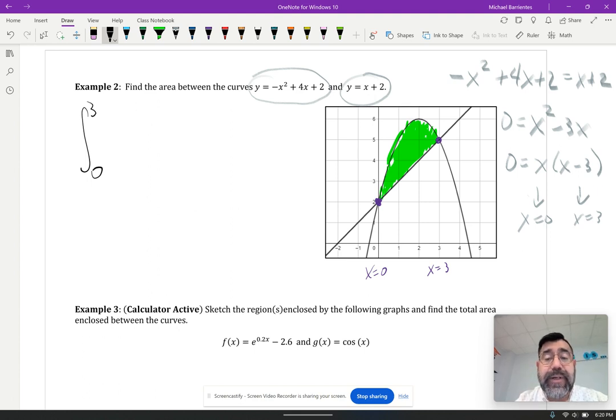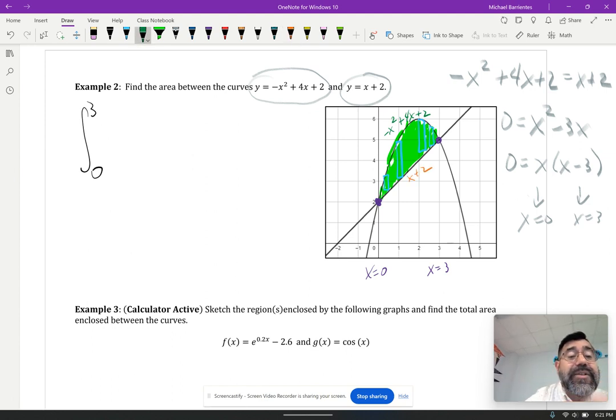Great. Next part. I'm going to draw a representative rectangle. You can draw it wherever you want. I just want to check which function is on top, which function is on the bottom, and is that always the case? Wherever I draw a rectangle, which function is always the top boundary? Because that is going to be the one I write in first. So negative x squared plus 4x plus 2, this curve is always the top part. And then the line, x plus 2, is always the bottom part.